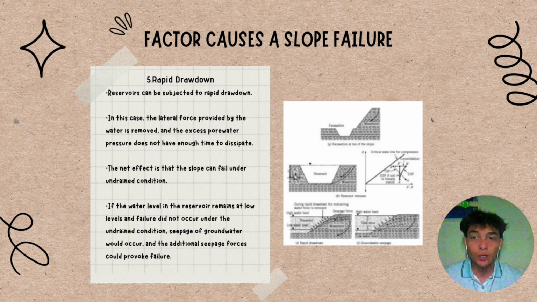Lastly is rapid drawdown. Reservoirs can be subjected to rapid drawdown. In this case, the lateral force provided by the water is removed, and the excess pore water pressure does not have enough time to dissipate. The net effect is that the slope can fail under undrained condition. If the water level in the reservoir remains at low levels and failure did not occur under the undrained condition, seepage of groundwater would occur, and the additional seepage forces could provoke failure.